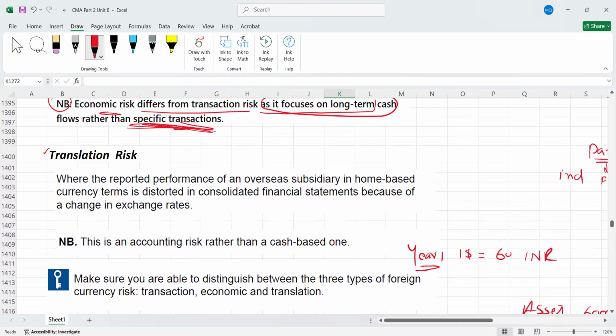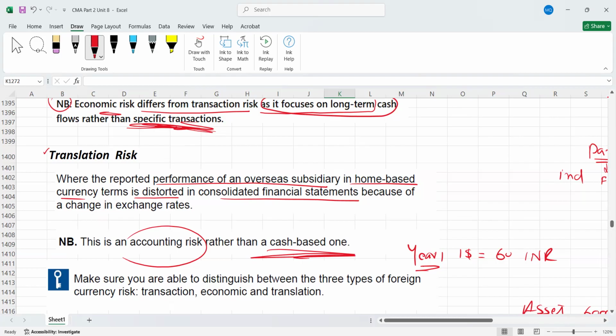So, where the reported performance of the overseas subsidiary in the home currency term is distorted in the consolidated financial statement. As I told you, when you convert your foreign assets or liabilities into your local currency just to prepare the consolidated balance sheet, due to changes in exchange rate year to year, values can change. Right or wrong? And due to the change in values, you may have a gain or loss. Actually, please remember, this is just an accounting gain or loss. Maybe it is not going to affect your cash flows.